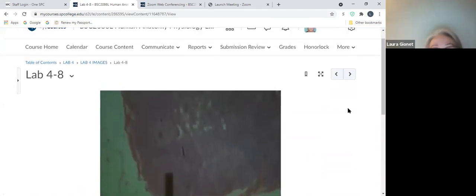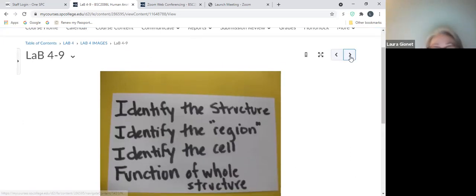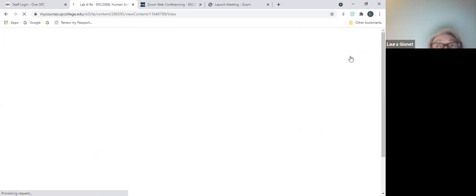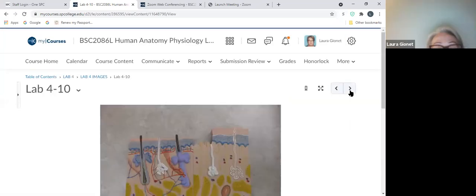And here we're looking at a lymph node that happens to be the cortex region, and that is the germinal center of an area. But I'm not going to ask you about the germinal center. So I would just ask you to identify that organ, a lymph node. What region is this? Cortex. What region is this? Medulla. I'm not going to ask you about the nodules.